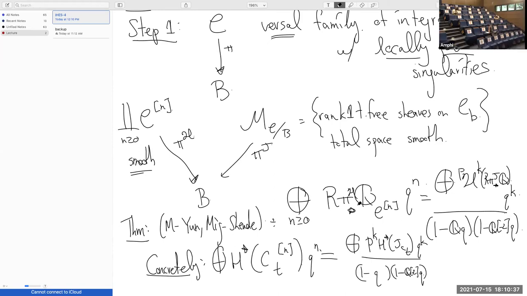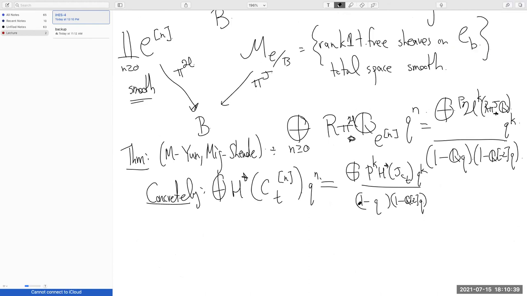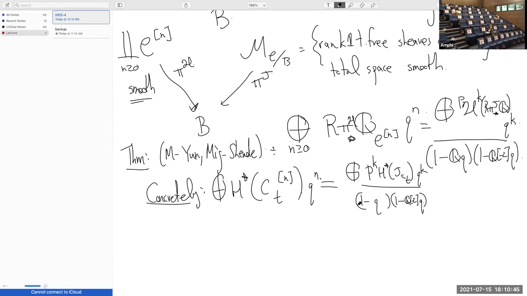Can I ask a question about this formula? Yeah. So is there a natural way to put a filtration on the vector spaces in the right-hand side so that the associated graded is the left-hand side times some symmetric algebra?